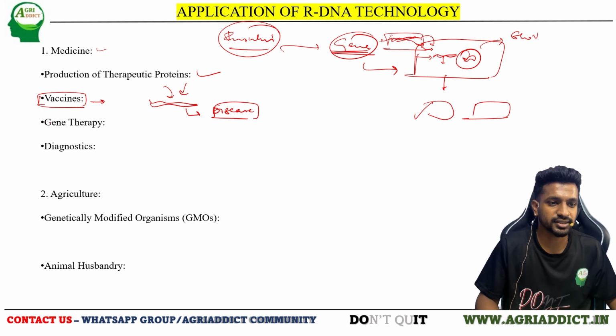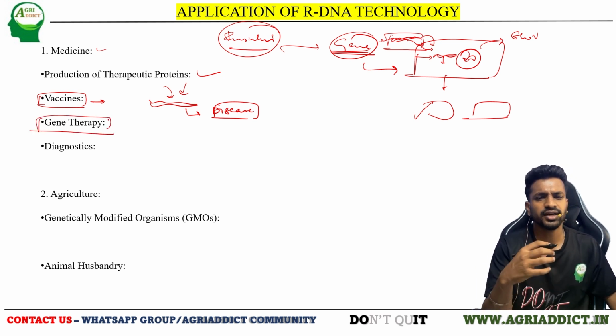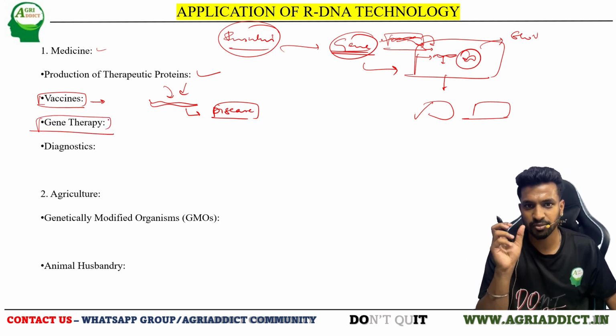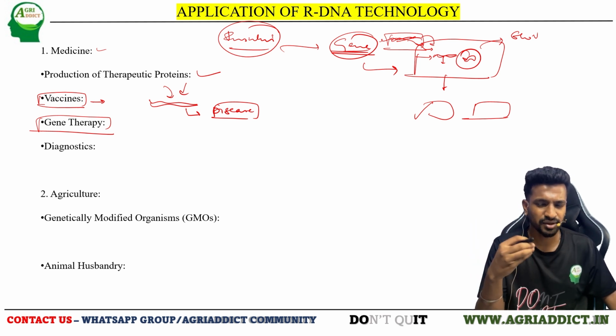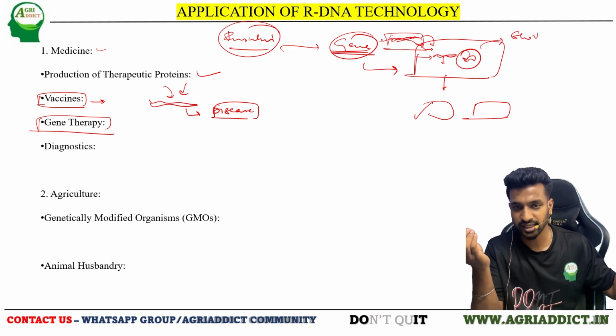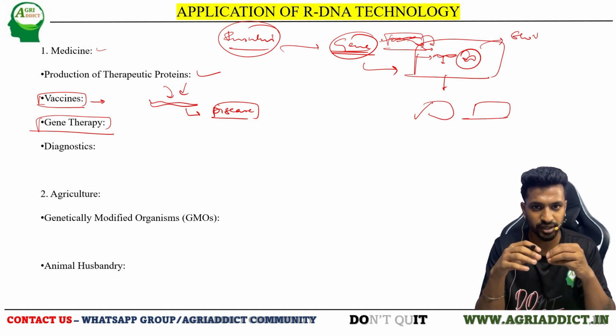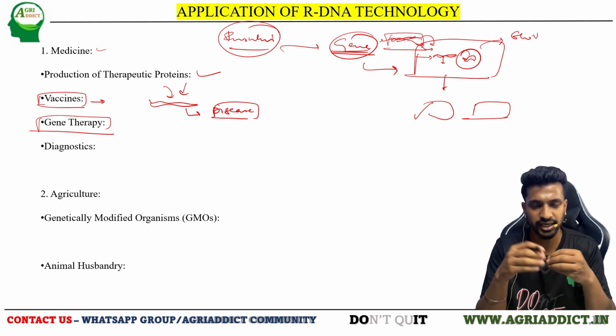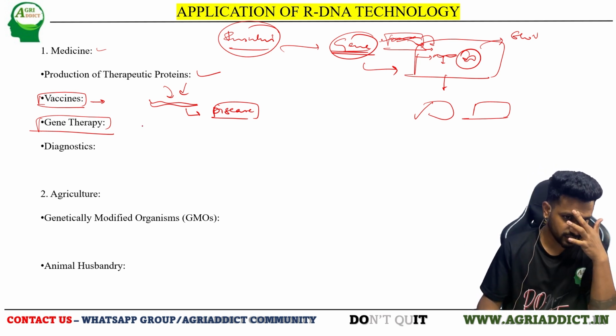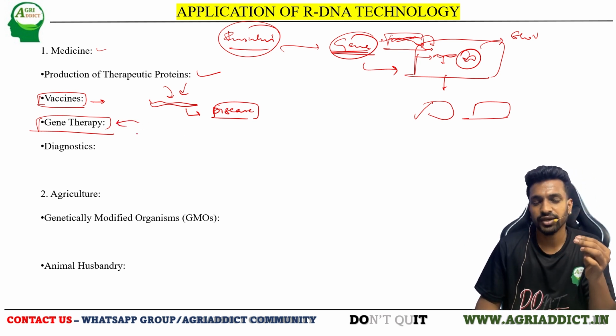And next, there is gene therapy. In the case of several disorders, the functional gene product is missing or the gene is non-functional. In that case, there is a possibility that if that gene can be supplied externally to the organism or to humans with a genetic disorder, we can correct or treat the disorder. In gene therapy, we can use this recombinant DNA technology.